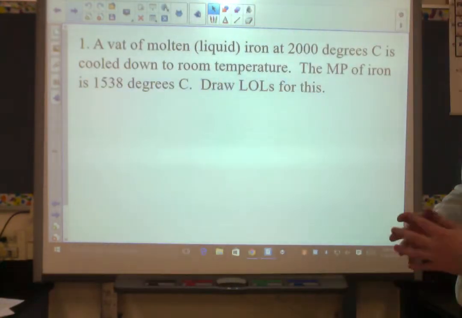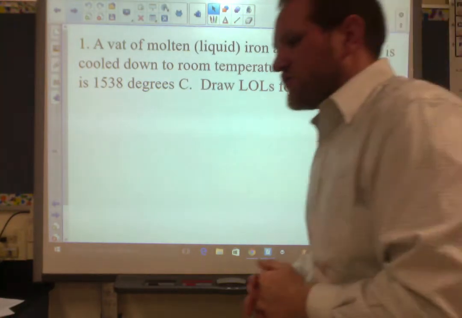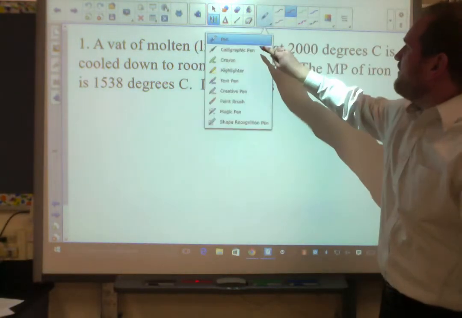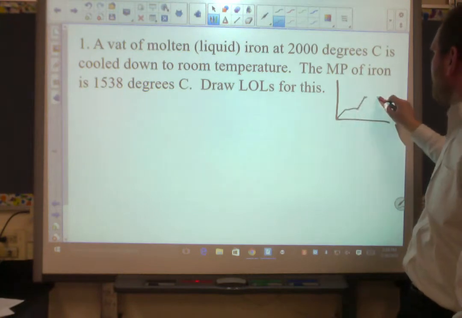A vat of molten liquid iron at 2000 degrees Celsius is cooled down to room temperature. The melting point of iron is 1538 degrees Celsius. Draw LOLs for this. So, basically, you always want to start with a 5-point heating curve. So, up, flat, up, up.